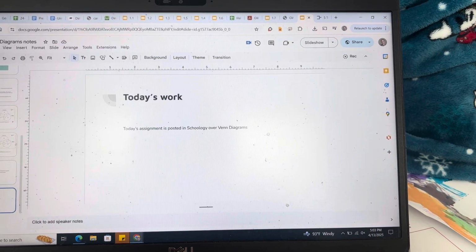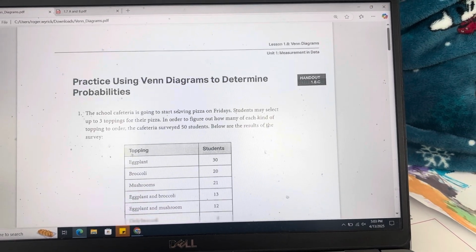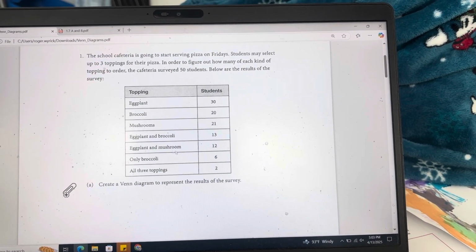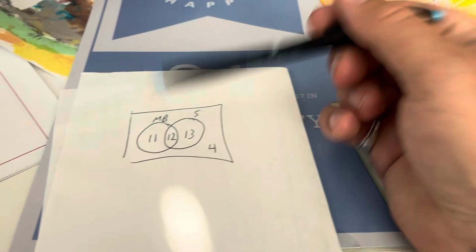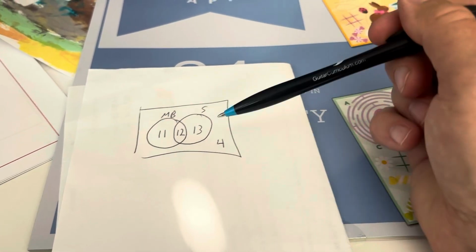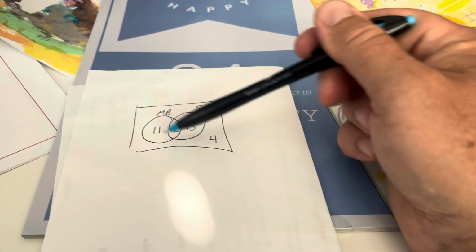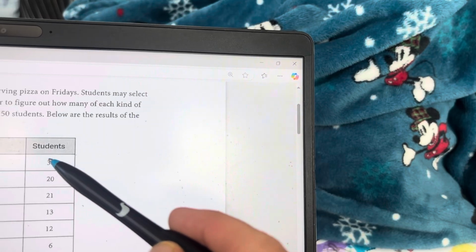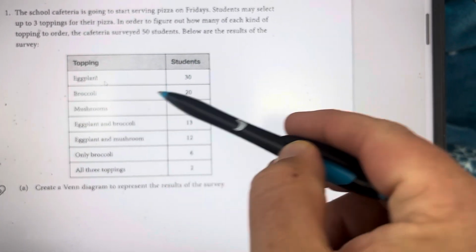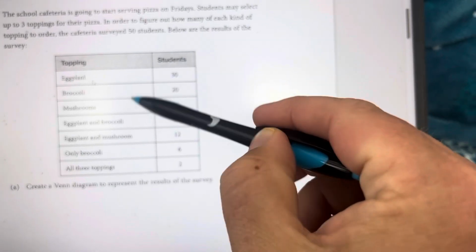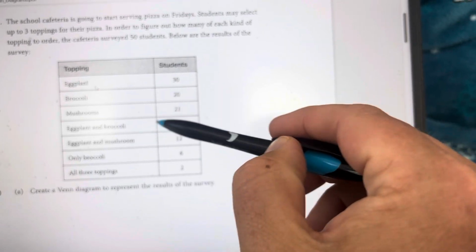Okay, your work for today is going to be an assignment over Venn diagrams. It looks like this. You have to be very careful on this one. I'll try to give you a hint here for watching the video. Just like this was everybody in marching band, and this was everybody who did Spanish, this 30 is everybody who's going to be in the circle for eggplant. This 20 is everybody who's going to be in the circle for broccoli, and this mushrooms is everybody who's going to be in the circle for mushrooms.